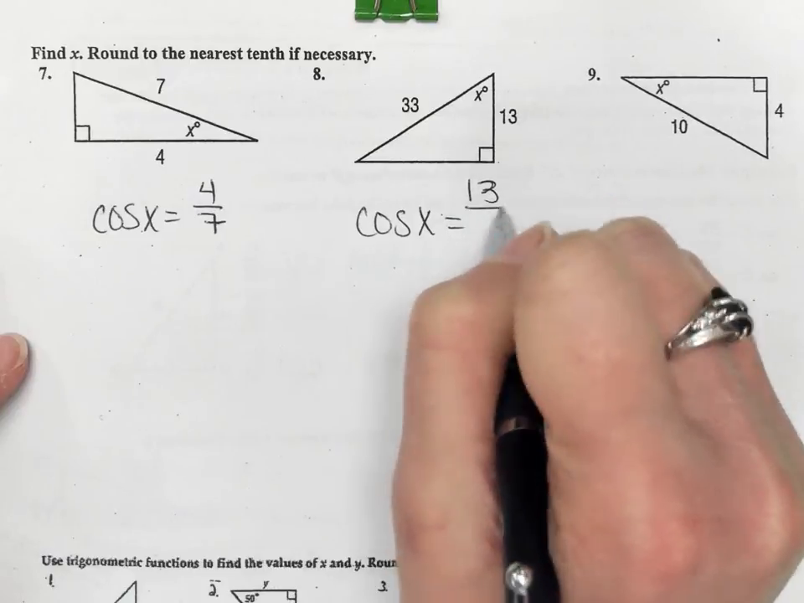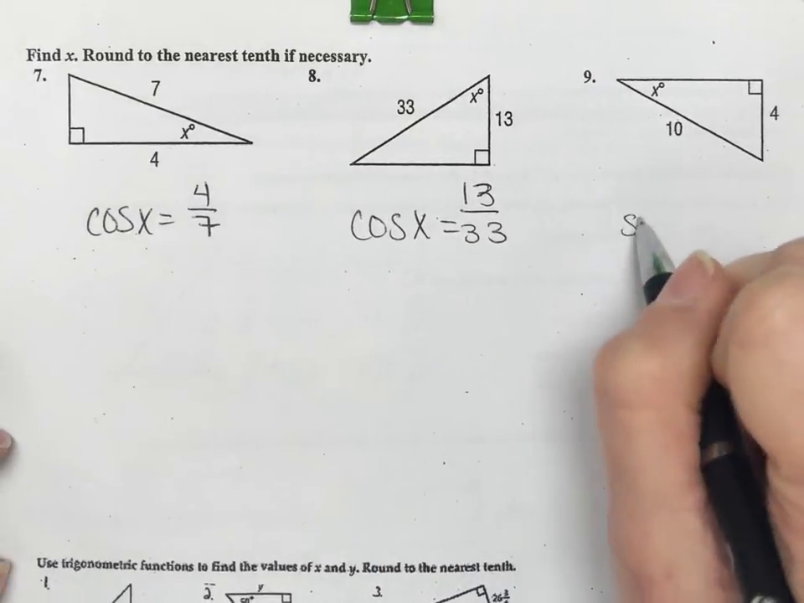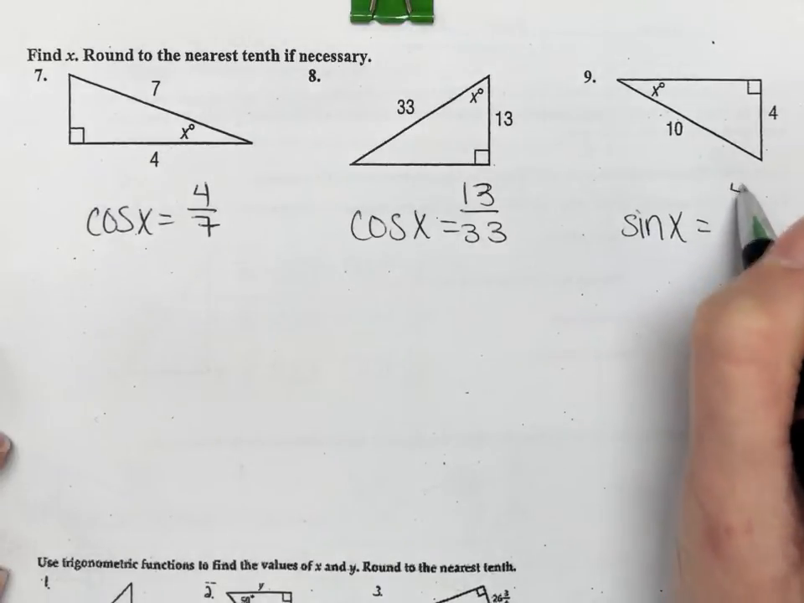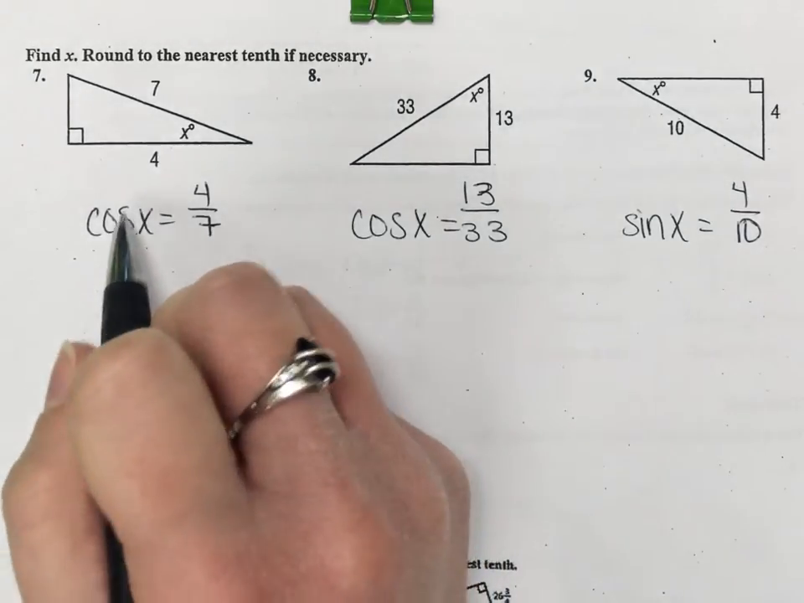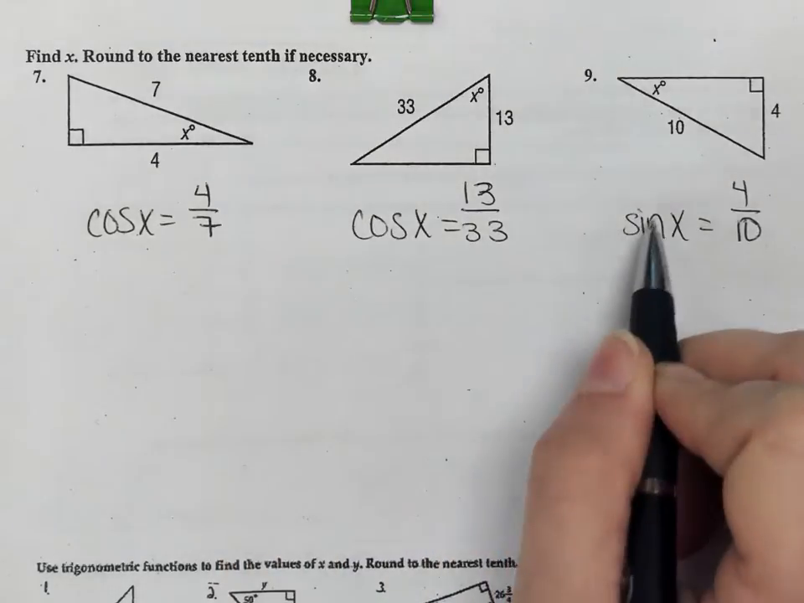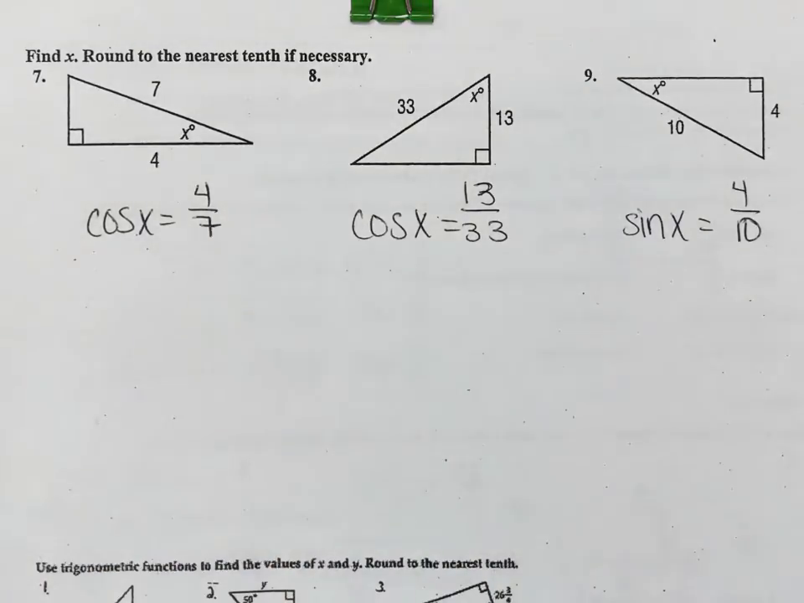13 over 33. And number 9, what'd you get for the setup? Perfect. Y'all okay so far? Okay, so this time we can't get numbers away from the x. This time we have to get the cosine and the sine away from the x, right? Y'all okay? All right, so look on your calculator.